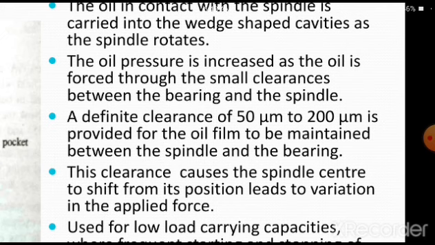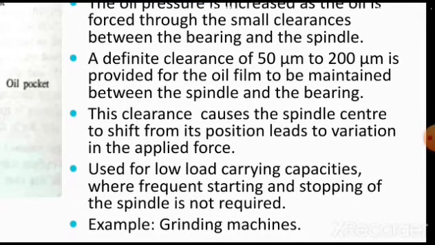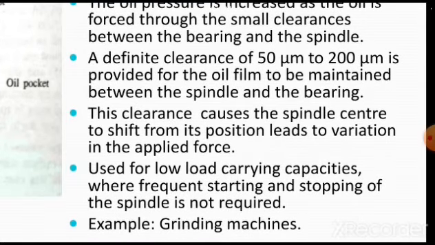This clearance causes the spindle center to shift from its position, which leads to variation in the applied force. It is a very common thing that, due to rotation, there is every chance that the axis may not be maintained when the spindle is made to rotate at a higher speed. That is why such bearings are used for low load carrying capacities, where frequent starting and stopping of the spindle is not required.